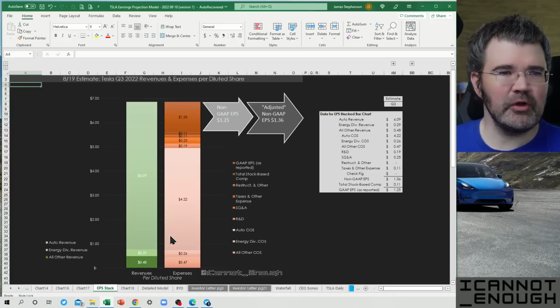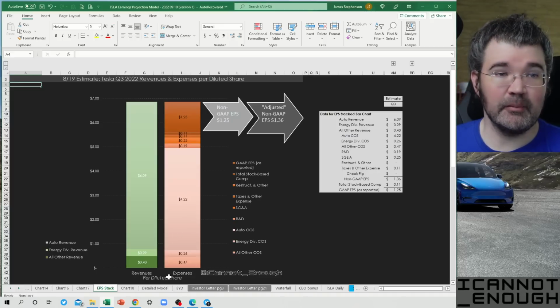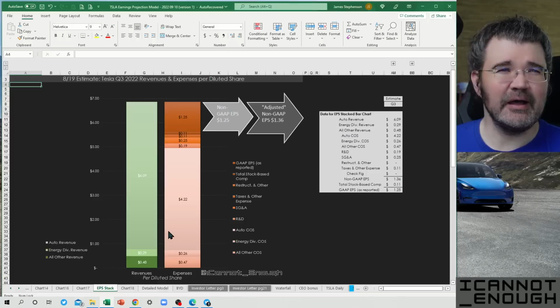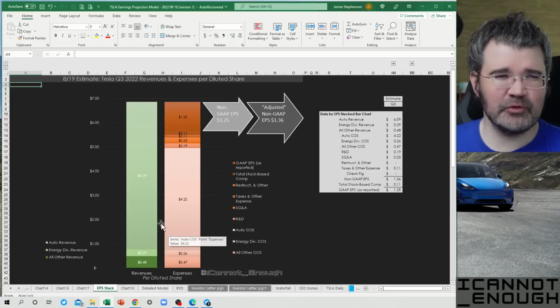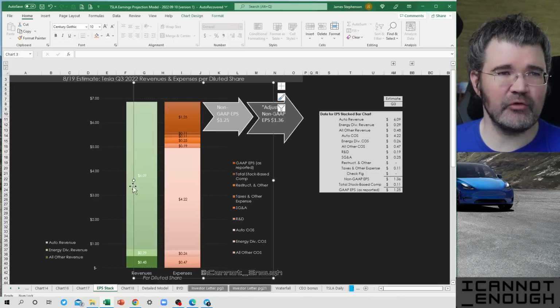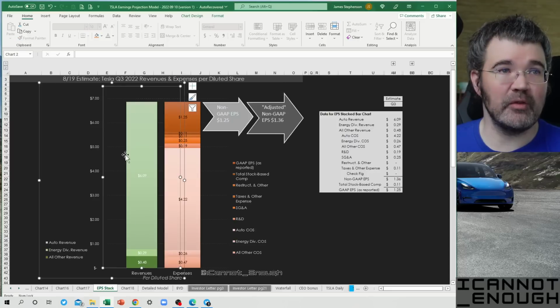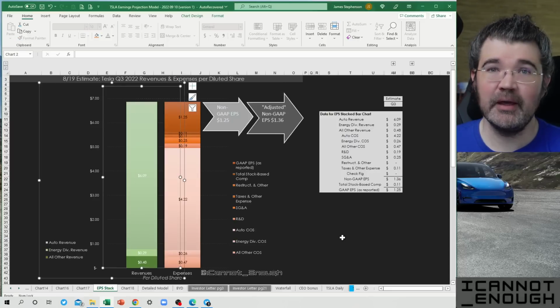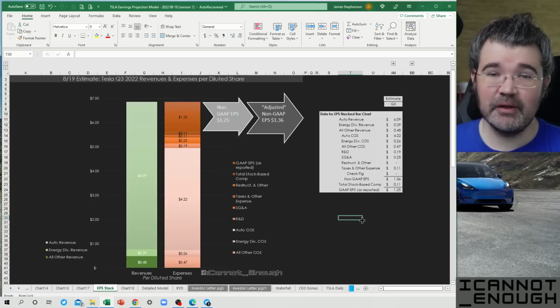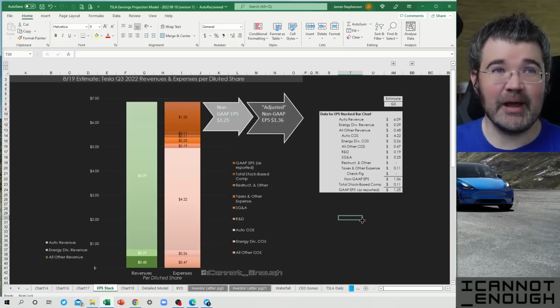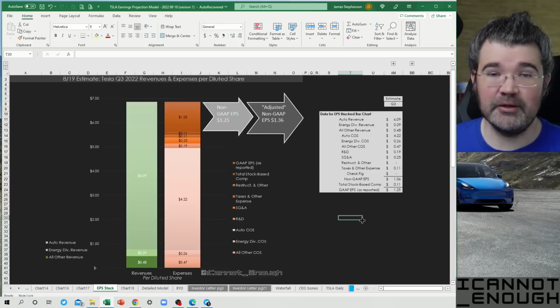So this looks like it's one chart here, but it's actually two charts that I have cleverly, diabolically overlapped over each other. So there's the one that does the expenses, which is this one, and there's the one that does the revenue, which is this one. And if you know what you're doing in Excel, you can overlap those just right so that they look like they're one chart.